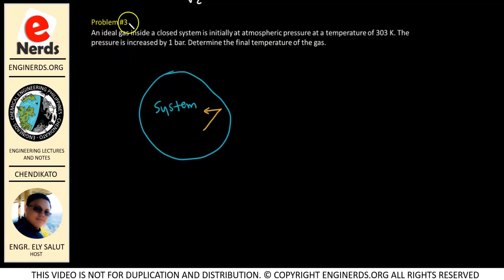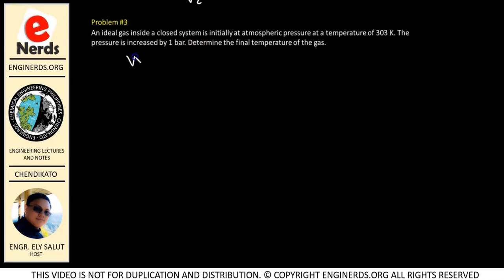So it will remain inside our system. So for example, here we have an ideal gas inside the closed system. So the particular gas will stay inside our system. Similarly, there will be no material coming from outside that can enter our system. So that is what we mean by a closed system. So if we have a closed system, that means our volume will remain constant. Okay, so let's say here our volume is constant.